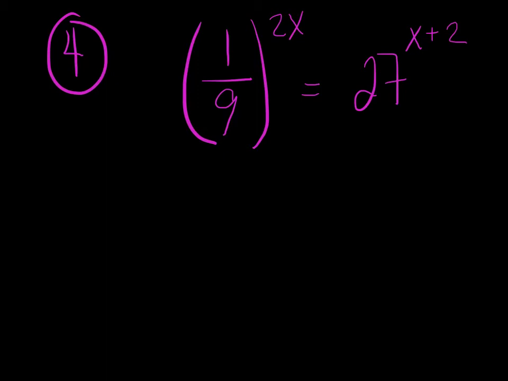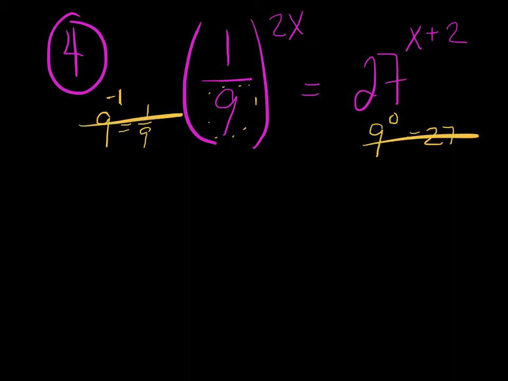1/9 to the 2x equals 27 to the x plus 2. So again, 9 might jump out at you, and that's okay. 9 to the what power is 1/9? Well, 9 to the -1 if I want it to move to the bottom. Is 9 to any power going to be equal to 27? Well, just think about it. What's 9 squared? 9 squared is already 81, so we know that's not going to work, so 9's out.